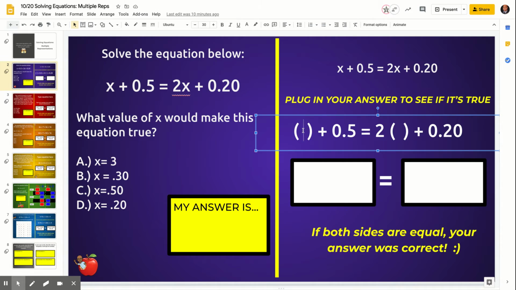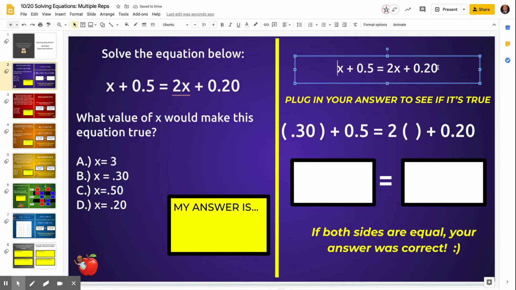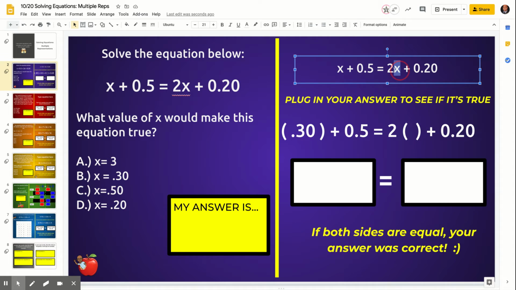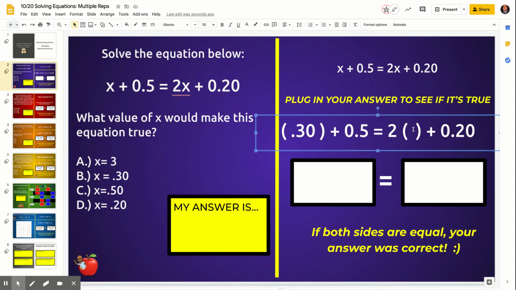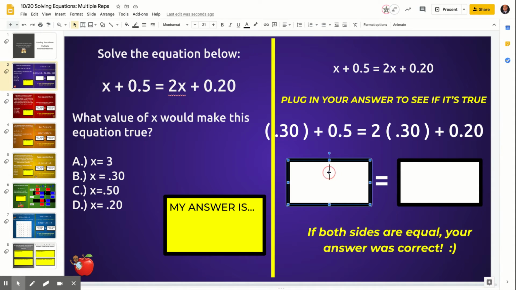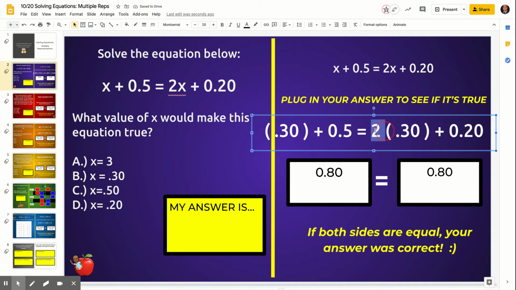So right here, I'm going to type in 0.30 instead of x, because again, it's x plus 0.5 equals 2x plus 0.20. But instead of x, I type in 0.30. And on this side, instead of 2x, I have 2 times 0.30. Now the goal is to see, does the left side equal the right side? When you go to your calculator, do 0.30 plus 0.5, you will get 0.8. And on this side, you will get the same thing. You would literally do 2 times 0.30 plus 0.20, and you would get 0.80.